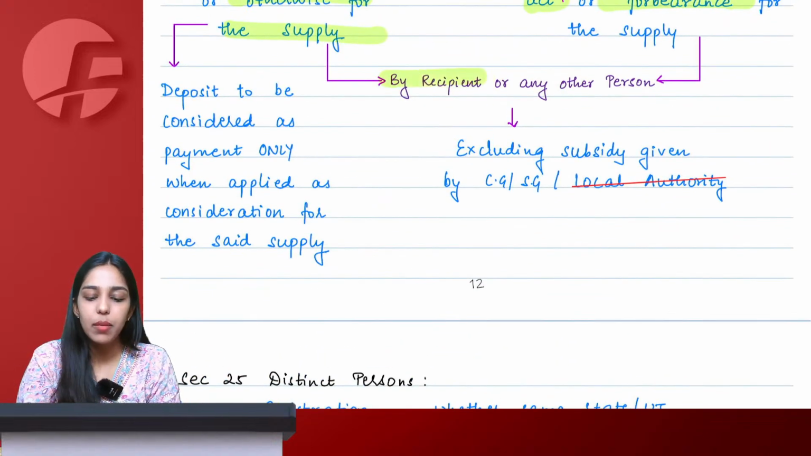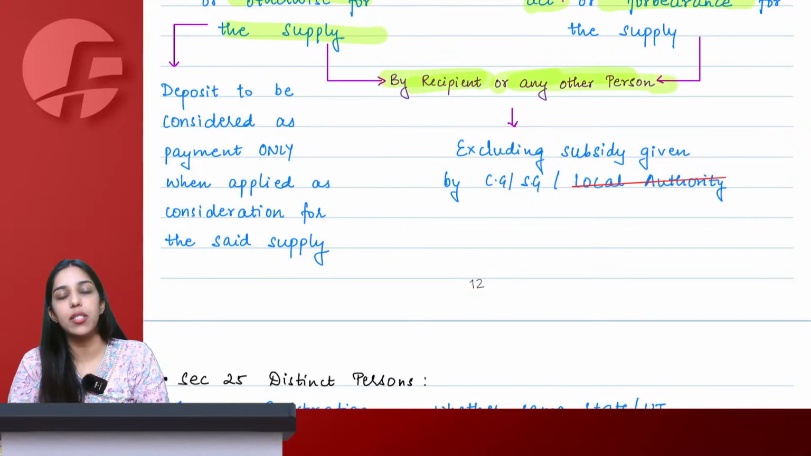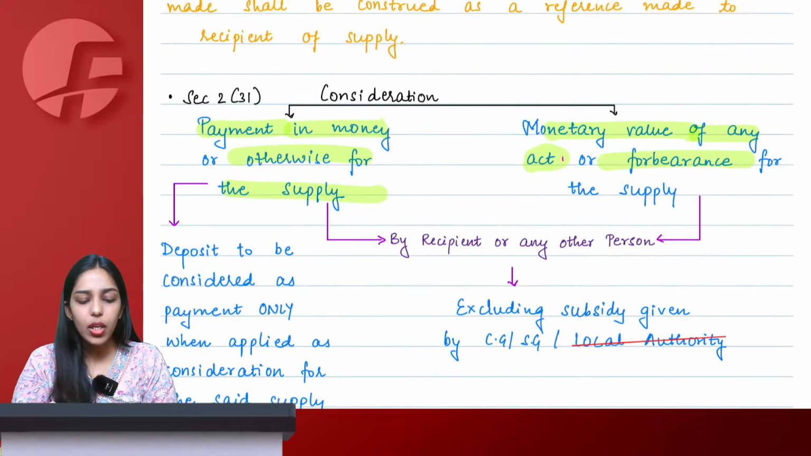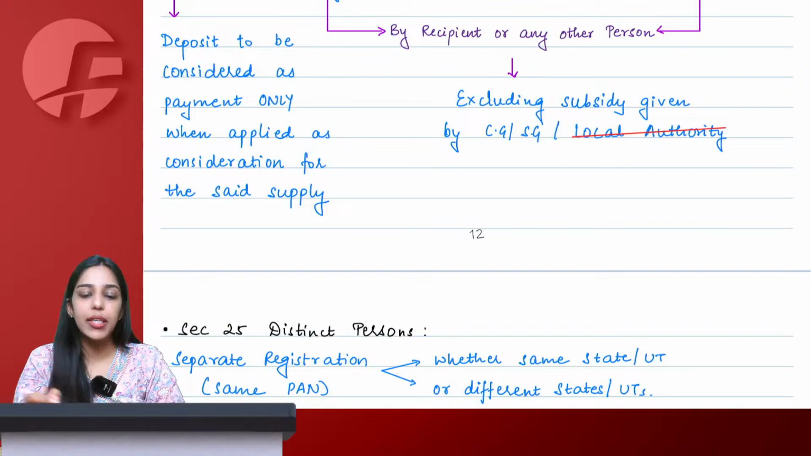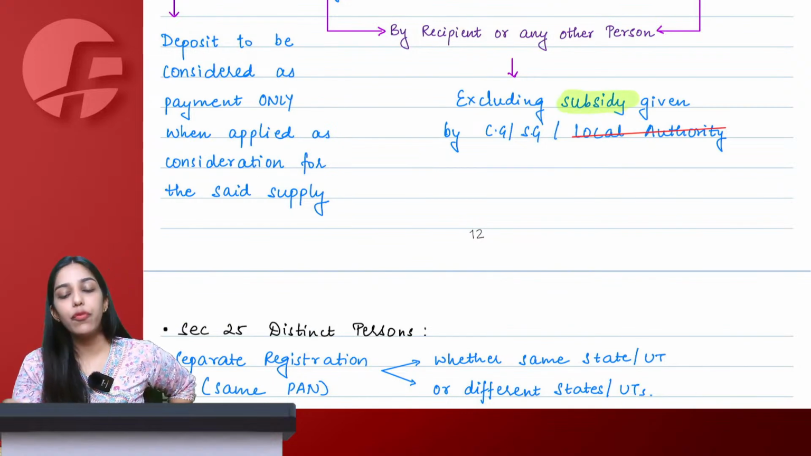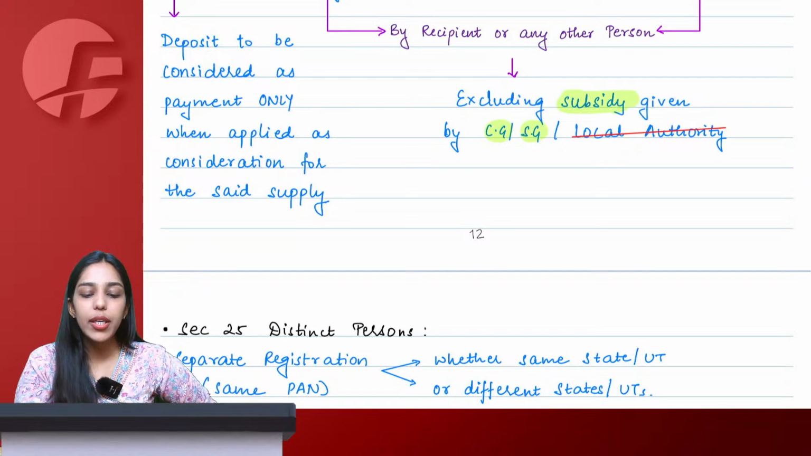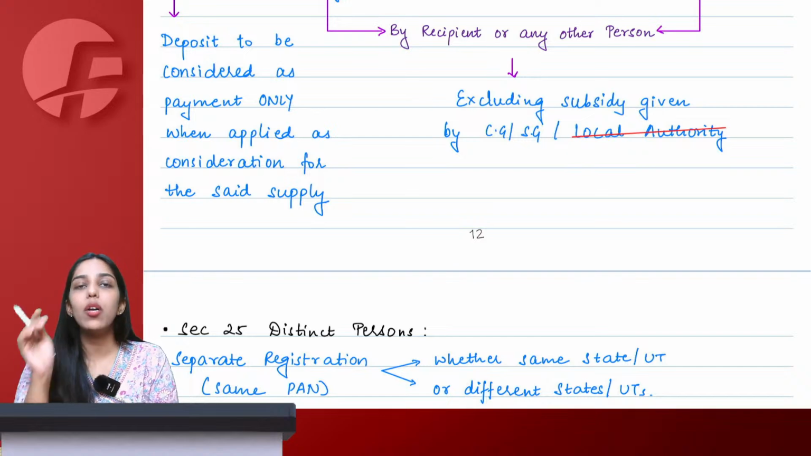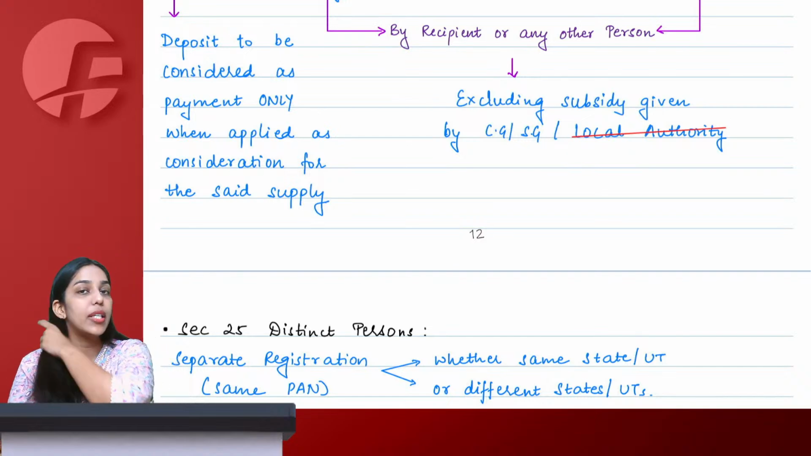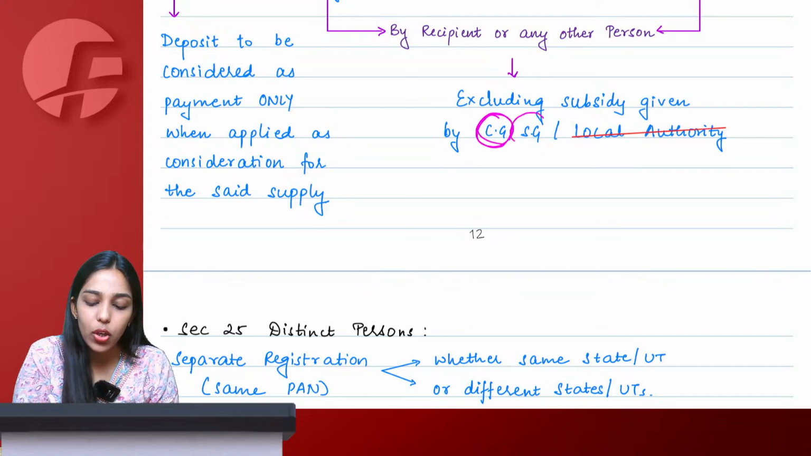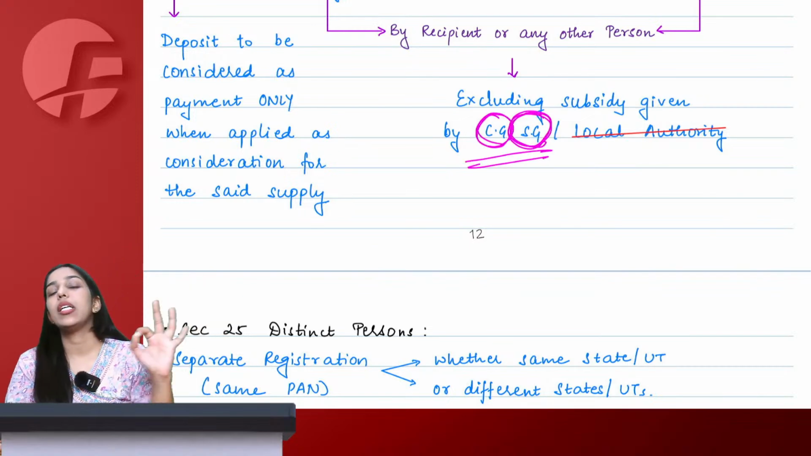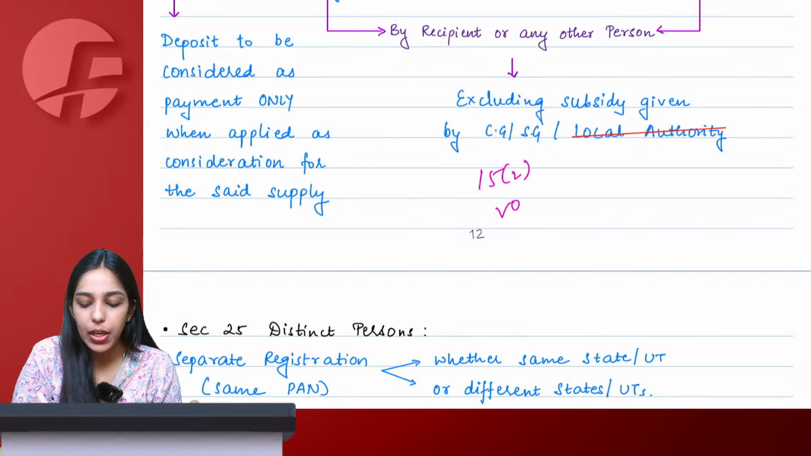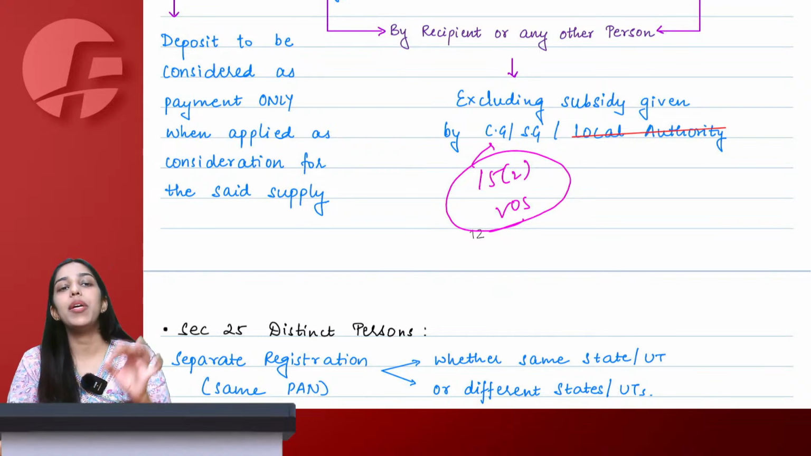Whatever amount is paid by the recipient, or on behalf of the recipient by some other person, is all considered as consideration under GST. But always remember that any subsidy that you receive from the central government or state government is not covered here. Subsidy received from a local authority is a consideration. Only any incentive or subsidy that you receive from the central government or state government will never be considered as consideration. When we study section 15.2 under value of supply, I will bring you back here to make this more clear.